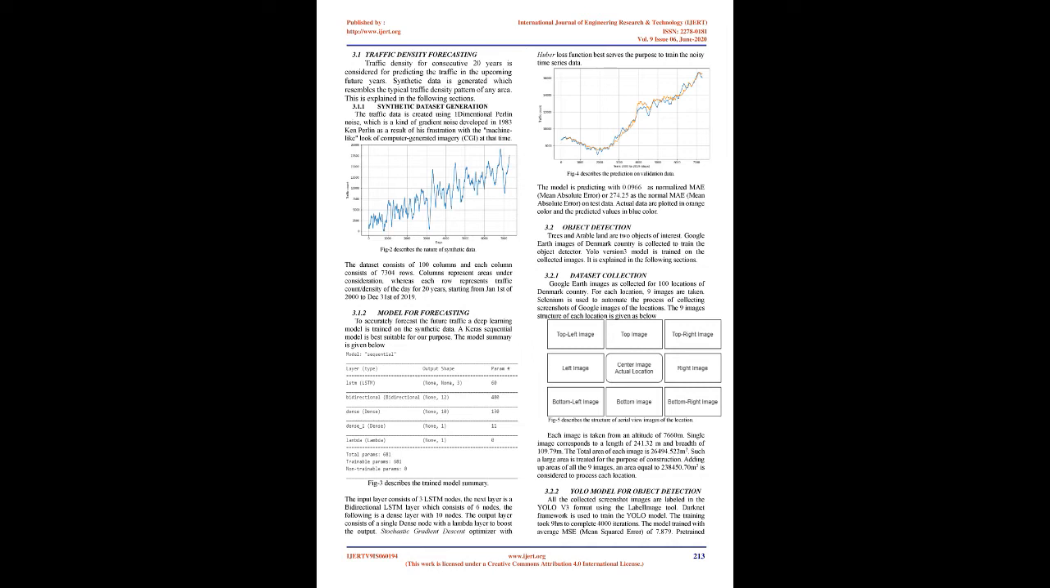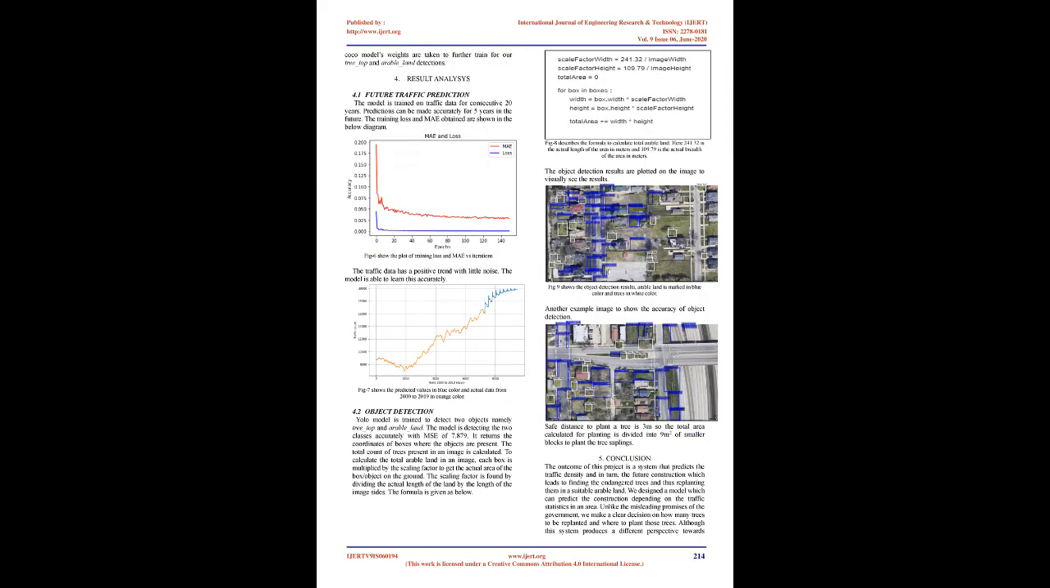The traffic data is created using one-dimensional Perlin noise, which is a kind of gradient noise developed in 1983 by Ken Perlin as a result of his frustration with the machine-like look of computer-generated imagery, CGI, at that time. Fig 2 describes the nature of synthetic data. The dataset consists of 100 columns and each column consists of 7,304 rows. Columns represent areas under consideration, whereas each row represents traffic count/density of the day for 20 years, starting from January 1st of 2000 to December 31st of 2019.